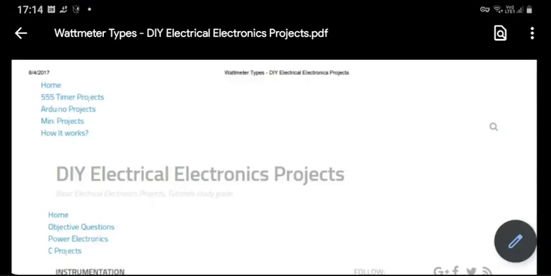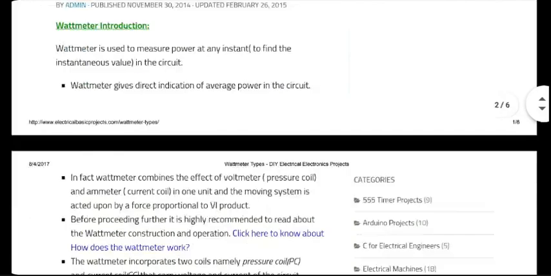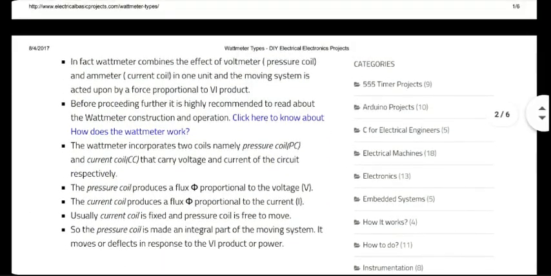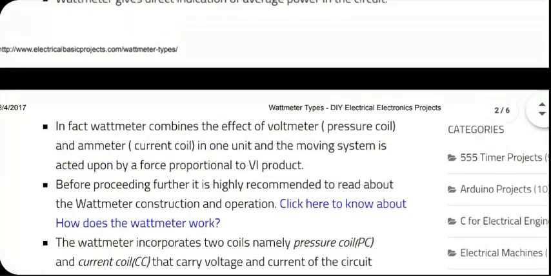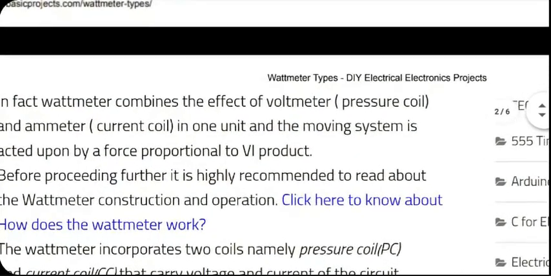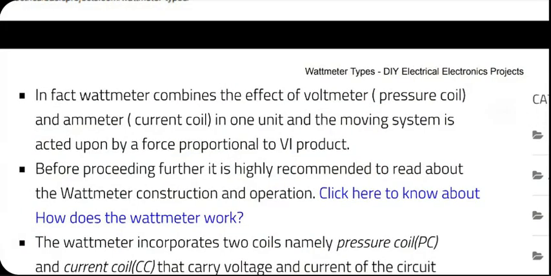Now, what are the various kinds of wattmeters? This is a simple thing I took from somewhere. You do not have to go through detailed construction for each of them, but at least the names must be familiar to you. Read this. In fact, a wattmeter combines the effect of a voltmeter and an ammeter in one unit. And the moving system is acted upon by a force proportional to the VI product, actually VI cos phi. Before proceeding further, it is highly recommended to read wattmeter construction and operation. You can do that later.